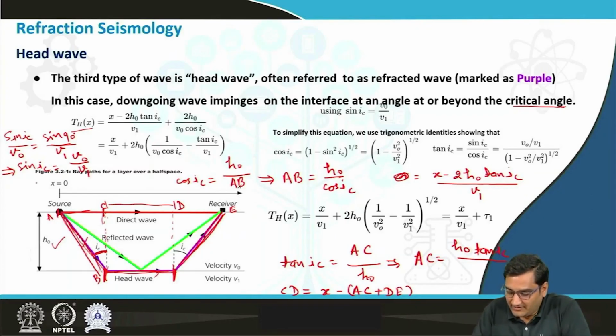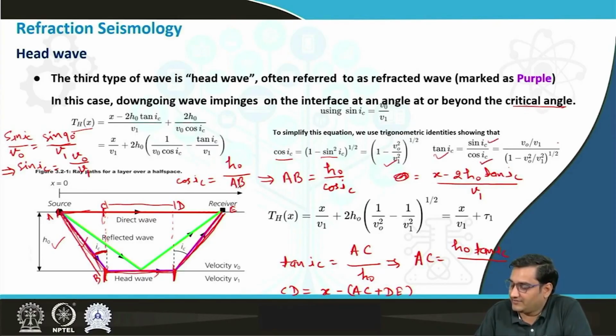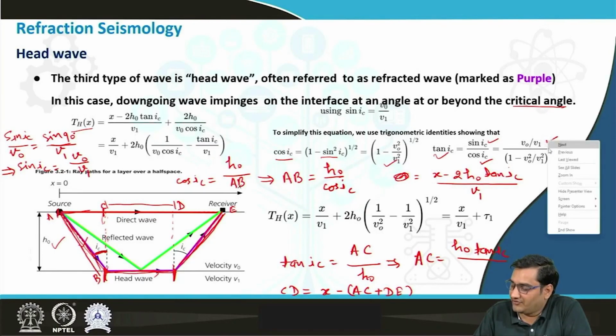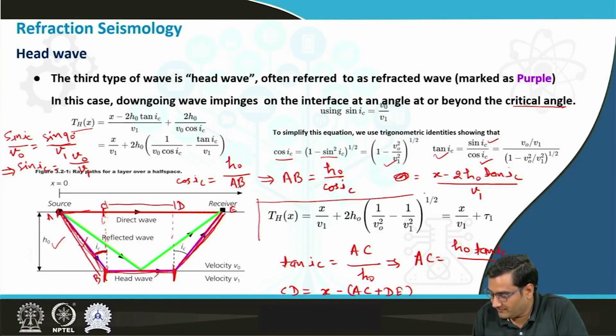So using this, we can write the value of cos IC also, that is nothing but under root of 1 minus sin square IC, and sin IC is V0 by V1, so sin square IC is V0 square by V1 square. And similarly, you can write tan IC, that is sin IC by cos IC, and that you can get as V0 by V1 divided by under root of 1 minus V0 square by V1 square. When you incorporate this, then you will get this particular formula for the travel time of the head wave.